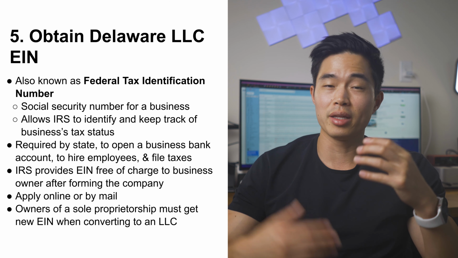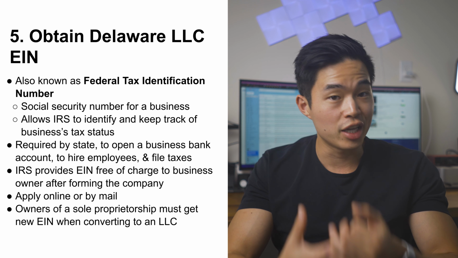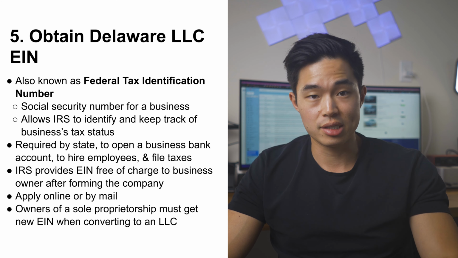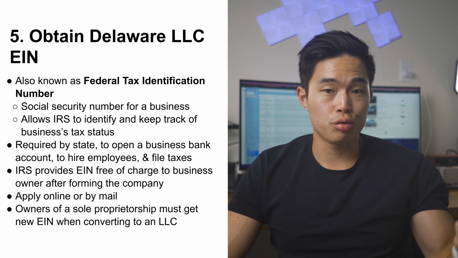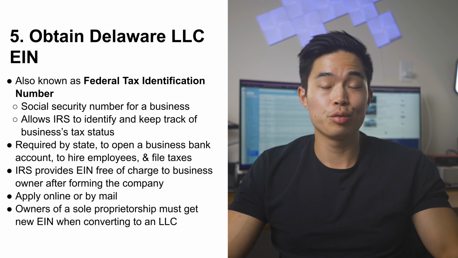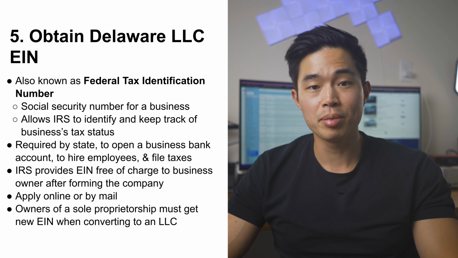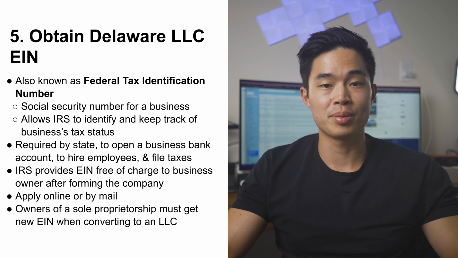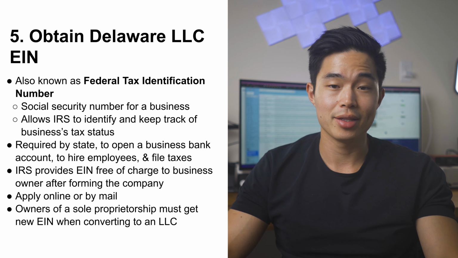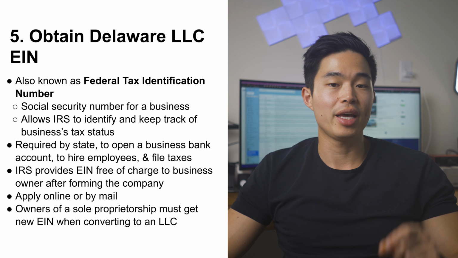You'll then also have to obtain a Delaware LLC EIN. So this is basically going to be like the security number for your business, and it can also be known as the federal tax identification number. This basically allows the IRS to identify and keep track of your business. You'll need one because it's required by the state to open up a business bank account, to hire employees, to file taxes, and also to get paid into your business. Now, the IRS does provide the EIN number for free, but you will have to actually submit a form to get it. And that can be done online or by mail, but I do recommend doing this online. If you guys are converting from a sole proprietorship to an LLC, you are going to have to get a new EIN.